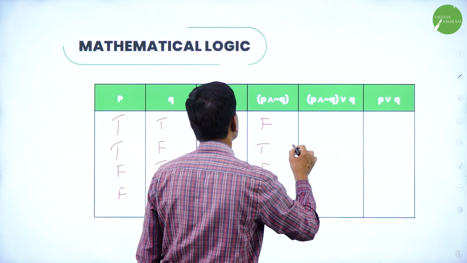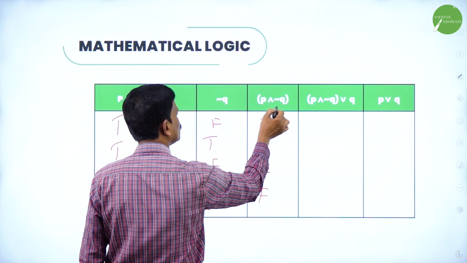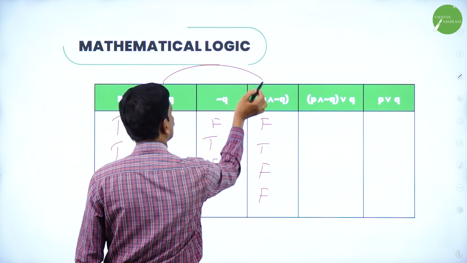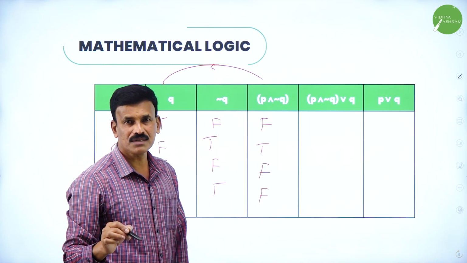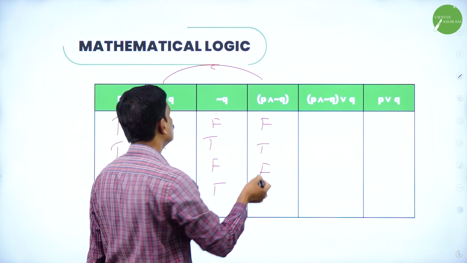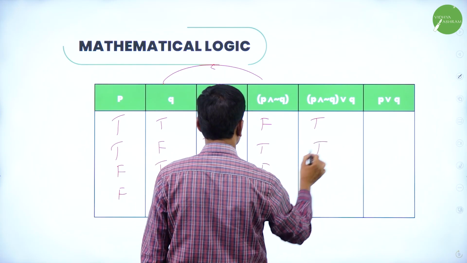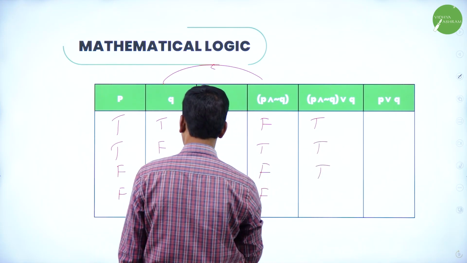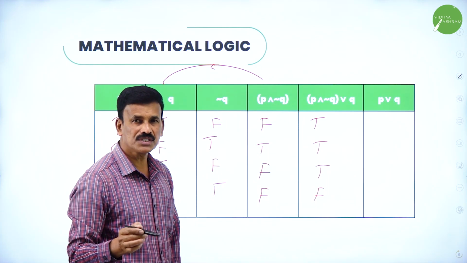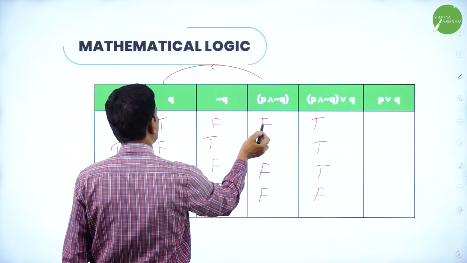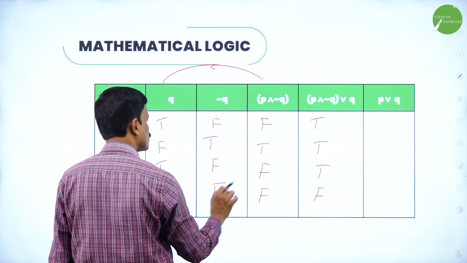Now write down the disjunction for P conjunction negation Q and Q. Disjunction means false and false is false, in all other cases it is true. So false and true is true, true and false is also true, false and true is also true, false and false is false. So disjunction: false and false is false, in all other cases it is true.